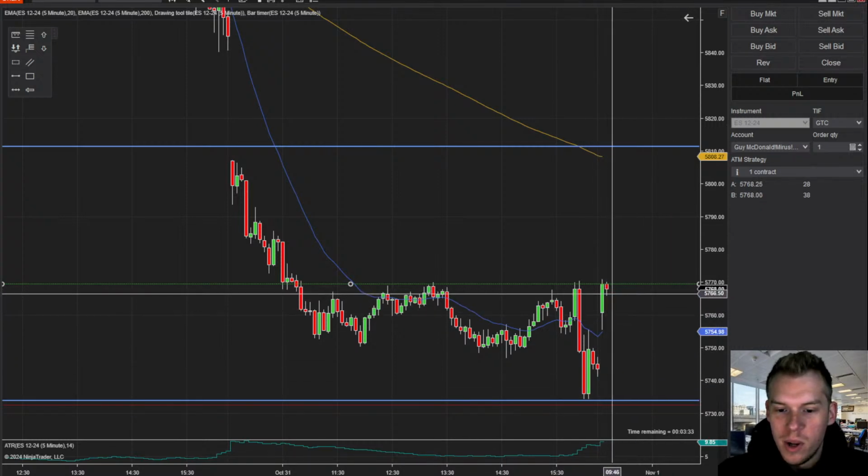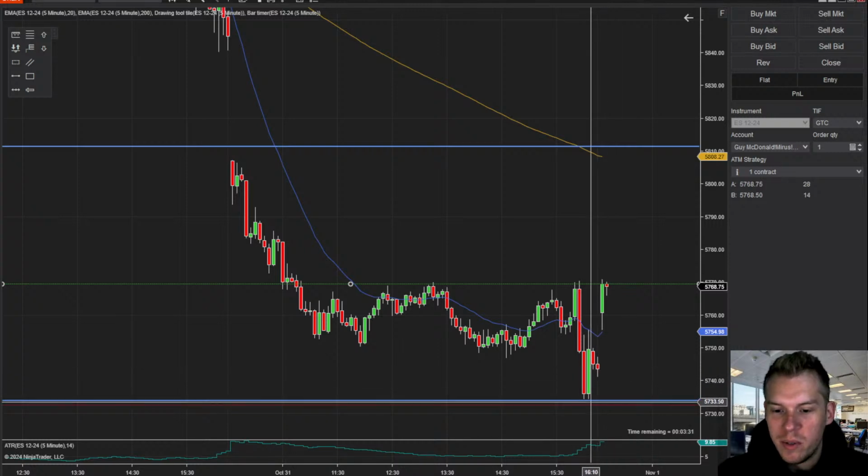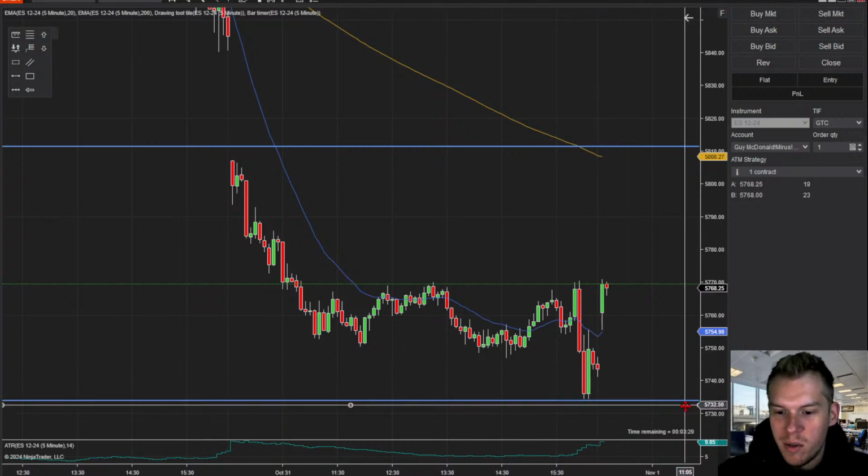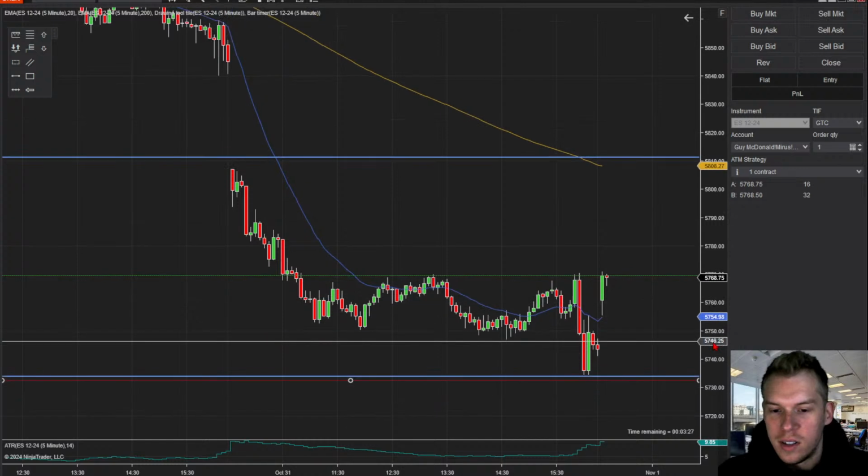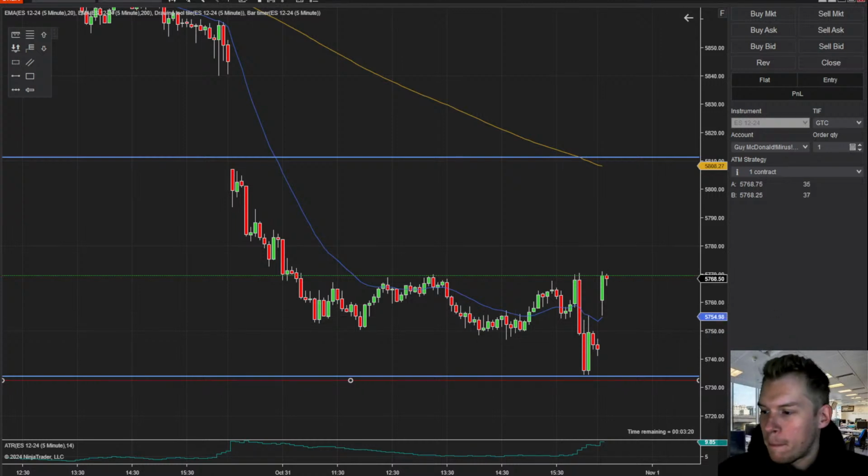So the market wants to test the close of yesterday, it wants to test the low of yesterday, it wants to test the overnight low. So I think we can expect a lot of two-sided trading today.